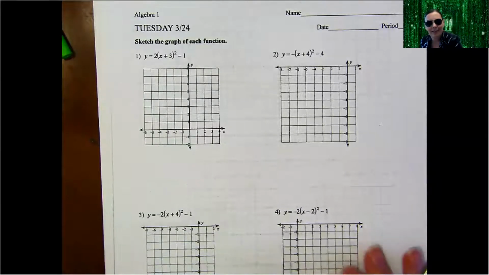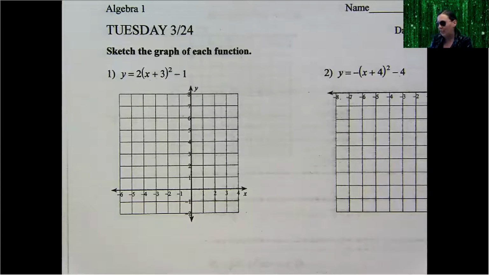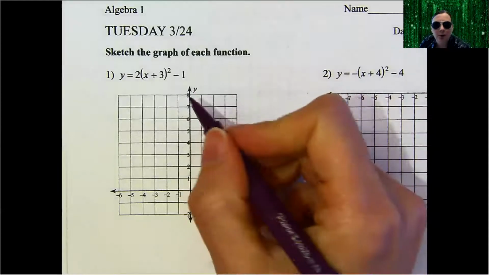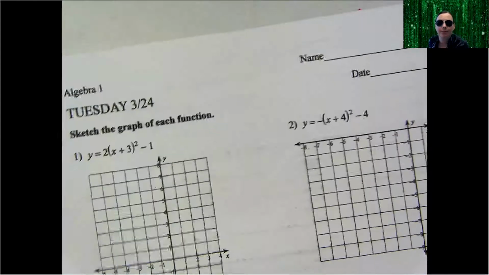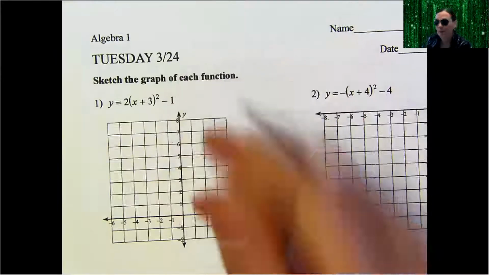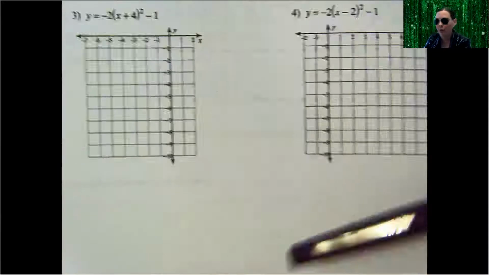All right, so we're gonna review how to graph these quadratic functions. I'm gonna do number 1 and number 2 for Tuesday, and then I'm gonna flip and do 2 more on the other side. So this particular page is actually 8 problems long, so don't be deceived. It's 1, 2, 3, 4, and then 5, 6, 7, 8 on the back.